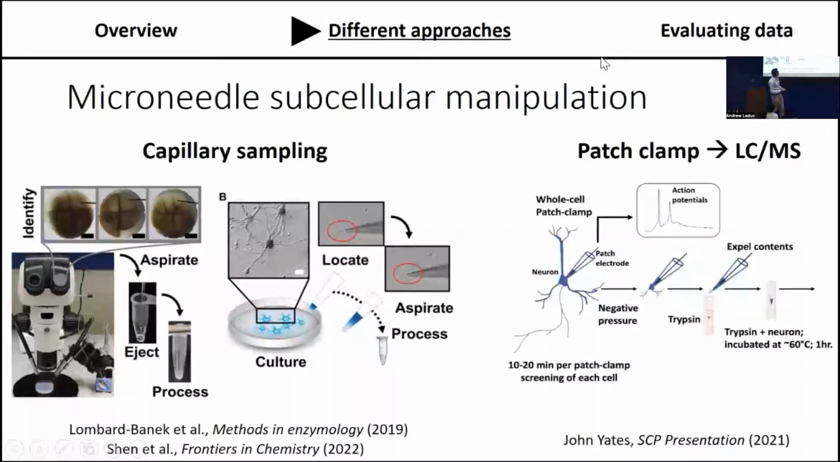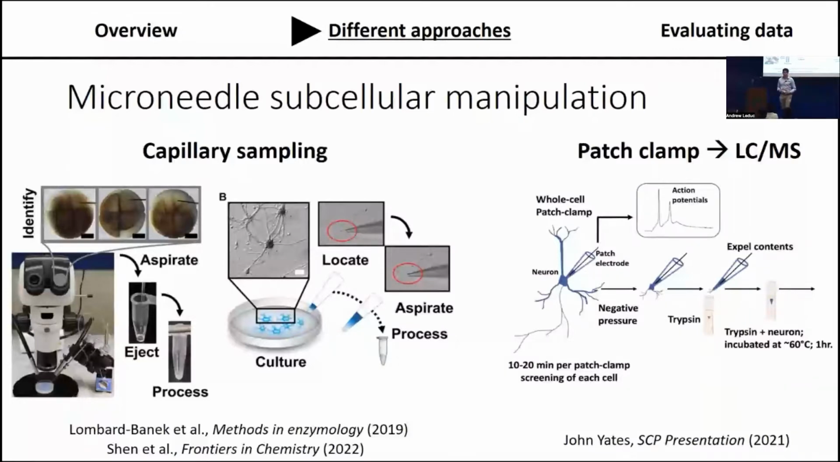Some early work along these lines came from Peter Nemes's group looking at xenopus oocytes, where single cells are sampled by small capillaries and then subsequently prepared. Also work from John Yates, which you heard about maybe at a previous year's SCP, using patch clamp to extract the component proteins from neurons, in addition to making electrophysiological measurements and then preparing these cells individually.